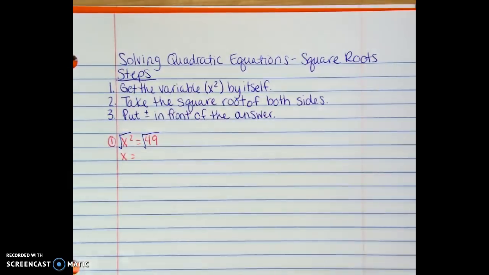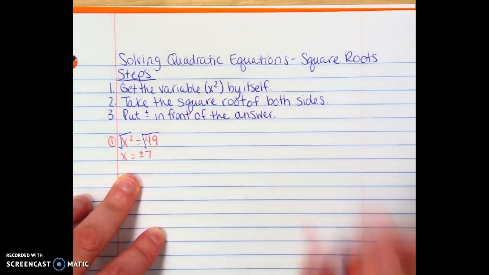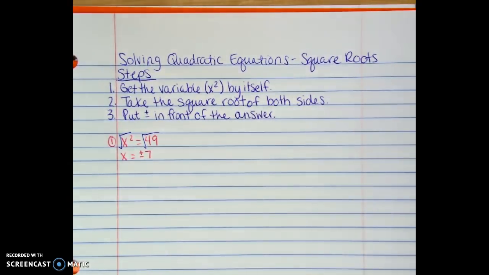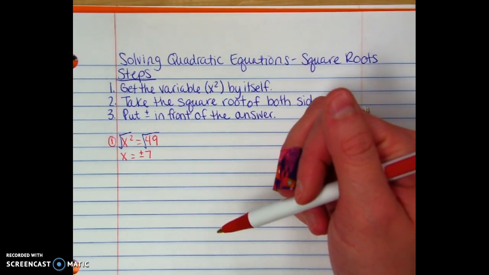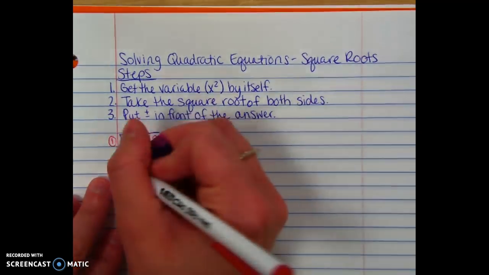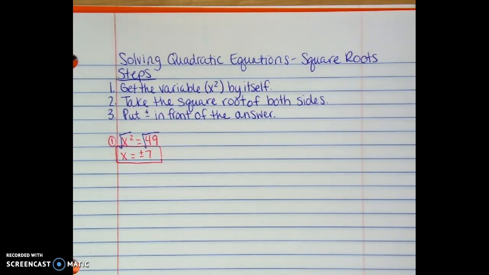Okay? Square root of 49 is 7. Put a plus and minus sign in front of it. That means the answer could be positive 7 or negative 7. And that works because if you square either one, you'll get 49. So 7 times 7 is 49, and then negative 7 times negative 7 is also 49. So that's why you have one plus, one minus. But that's all you do for that. And I know it looks super easy, but trust me that it will get more difficult eventually.